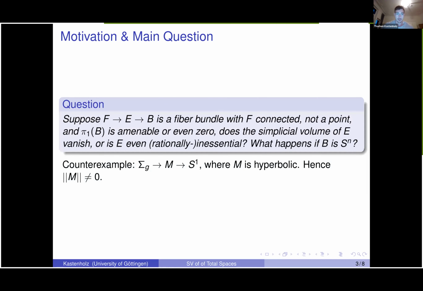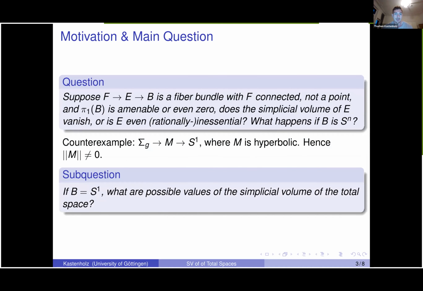And first of all, there's a counterexample if one considers the base to be S1, namely there are hyperbolic manifolds that fiber over the circle. And of course, as I mentioned before, if I have a hyperbolic manifold, then the simplicial volume is actually non-zero because the actual volume is non-zero. So the next question we asked ourselves was, okay, if it can be non-zero if it fibers over S1, what are actually the possible values if I fiber over S1?